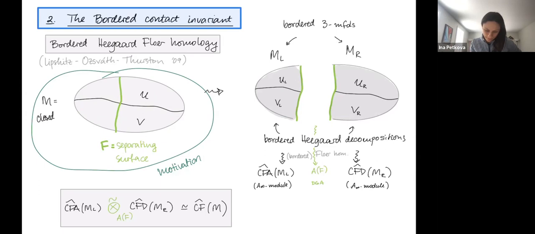And what's half of a Heegaard splitting? It's called a bordered Heegaard splitting. So we get these bordered Heegaard decompositions that, visually, just think of as wiping out half of the pictures that I had before.